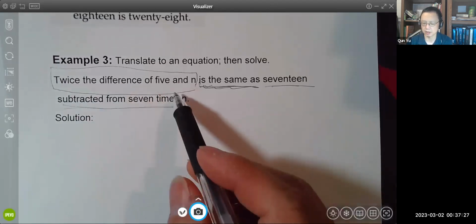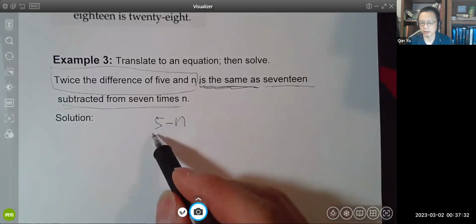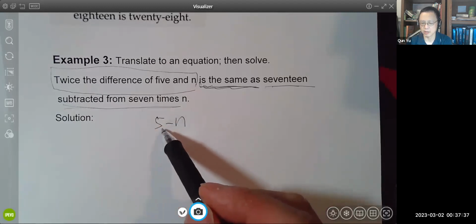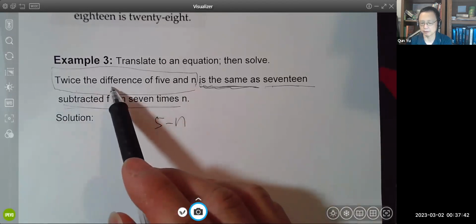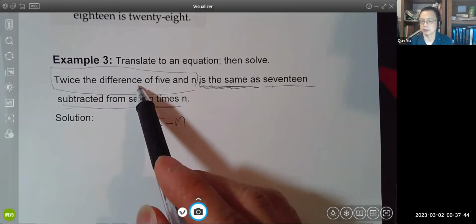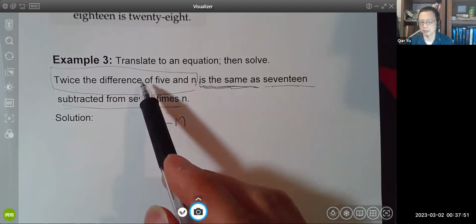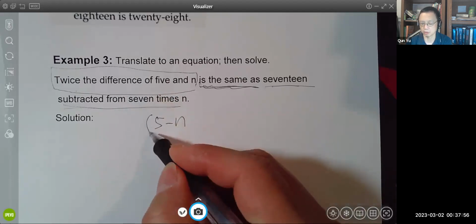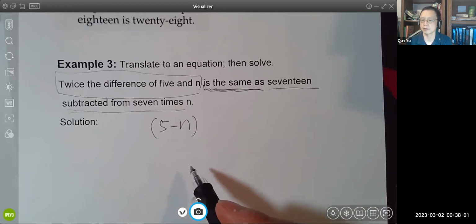So difference is the result of subtraction. Difference of 5 and n, twice of that. Since we have to have the difference first, which is the result of subtraction, then we double that. But double means multiplication. But we have to have the difference first, subtraction first. Subtraction has a lower priority than multiplication in terms of the order of operations, right? So in order to do this difference first, we have to use a parenthesis to make this priority at a higher level.